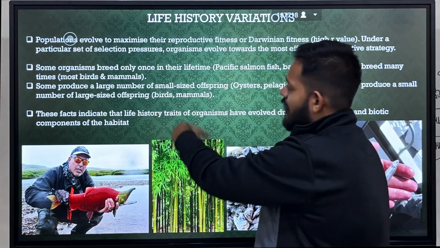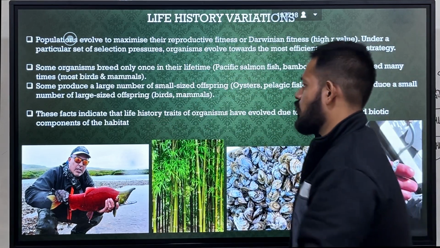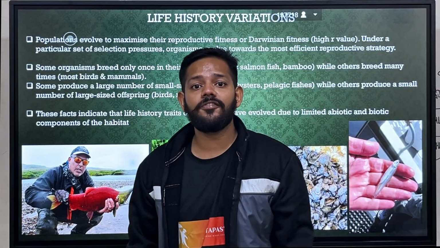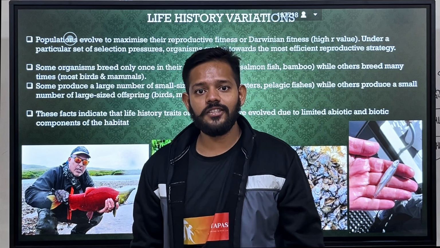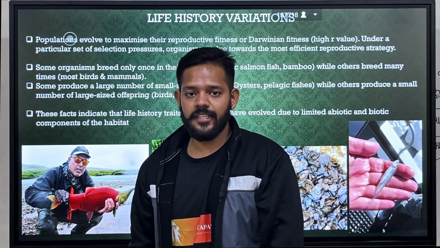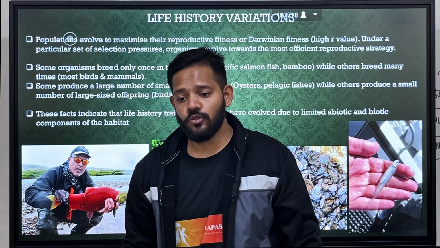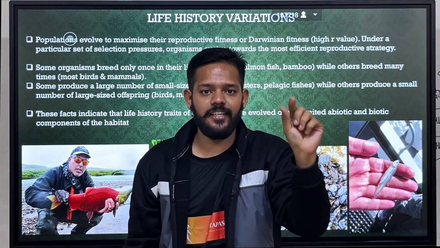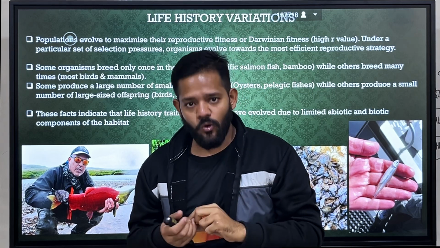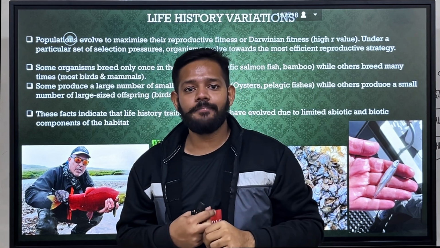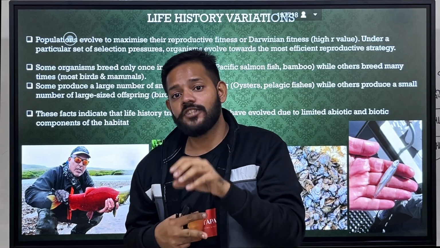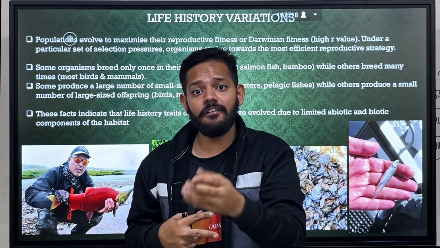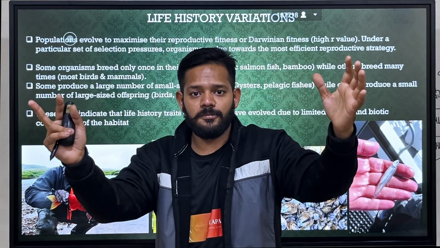Next, according to the size of the offspring. Some produce a large number of small size offspring, just like the frog and fish. These organisms, lower invertebrates and lower chordates, produce a large number of offspring, but their size is very small, because they know they can easily be eaten by their predators. So to maintain their progeny, to maintain their pedigree, they give birth to a large number of offspring.